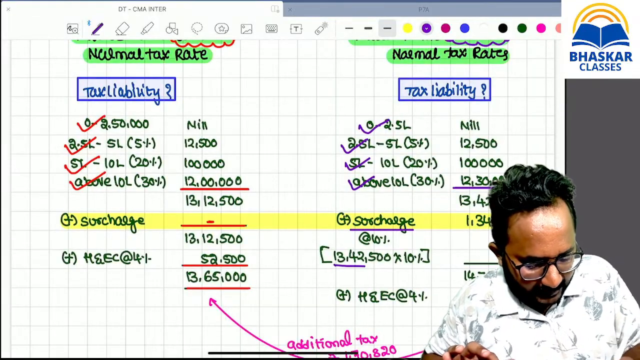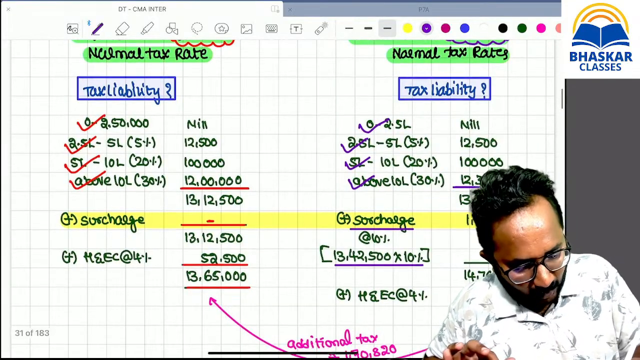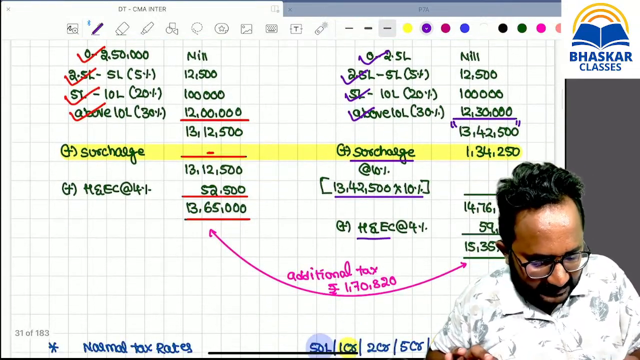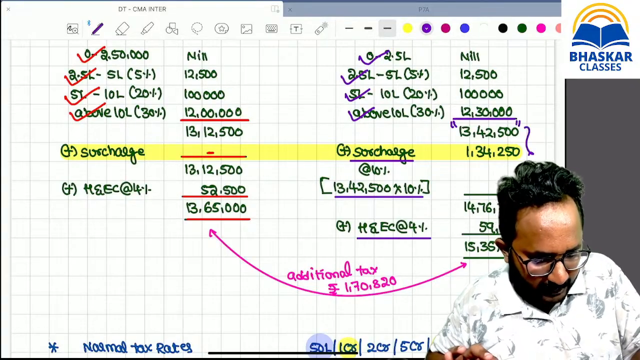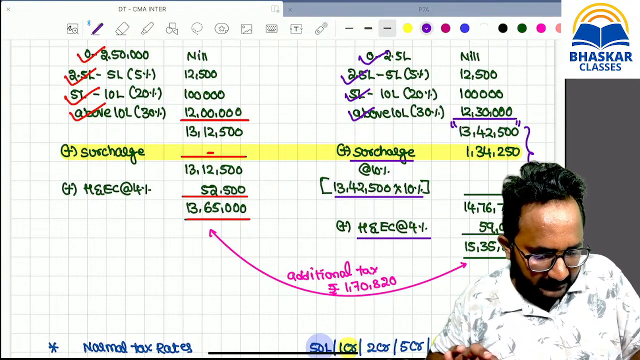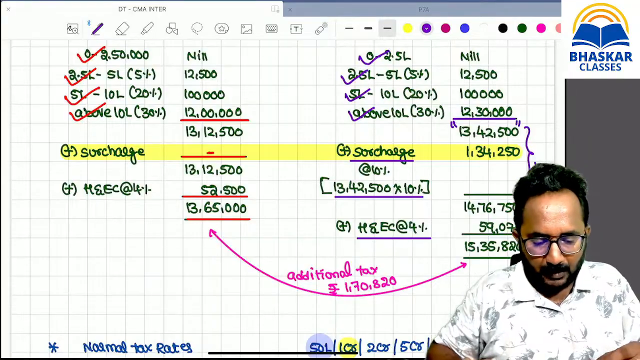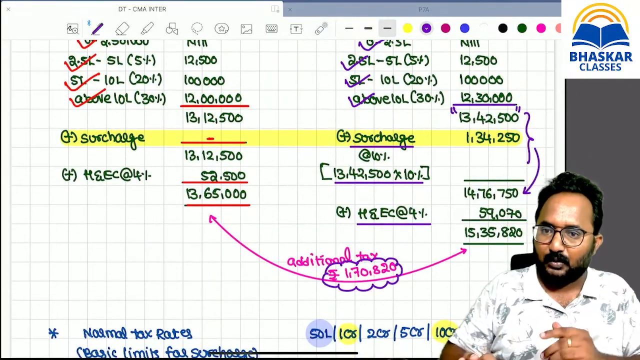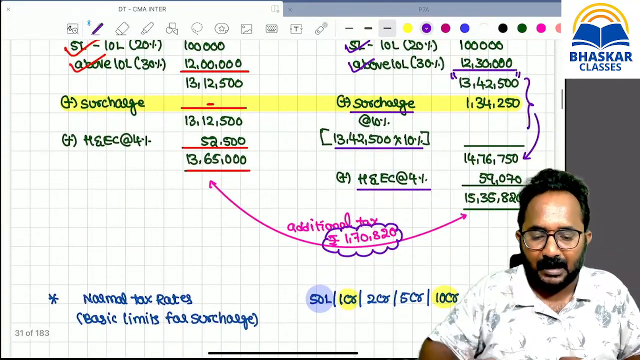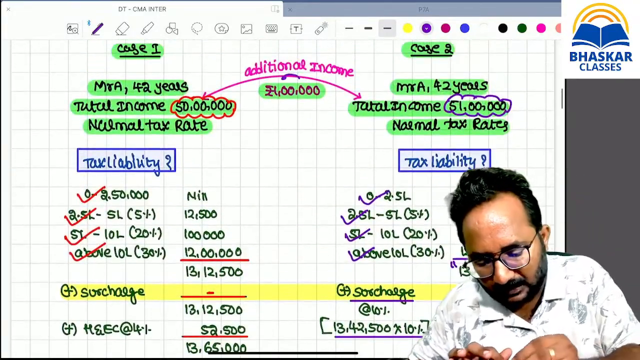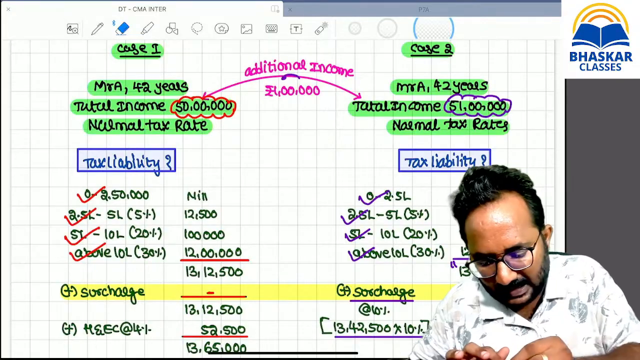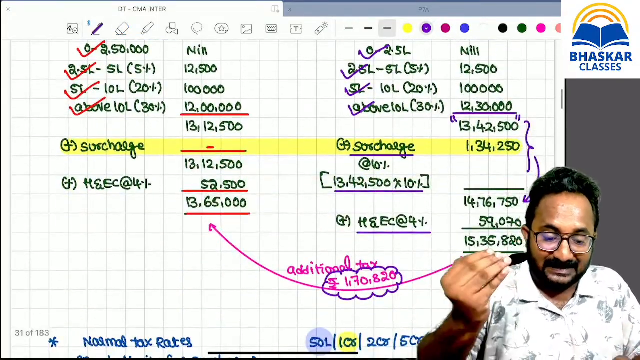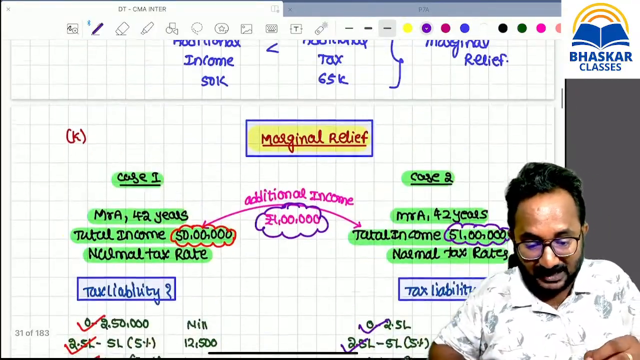Surcharge is always applied on what? Income tax liability. On this income tax liability, we apply the surcharge. Finally, we apply the health and education cess on both the components, that is income tax as well as surcharge. Remember, the additional tax I am calculating is 1,70,820. What is the additional income I have? 1 lakh. Sir, I earned an extra 1 lakh, but they are asking the tax of how much? 1,70,820.